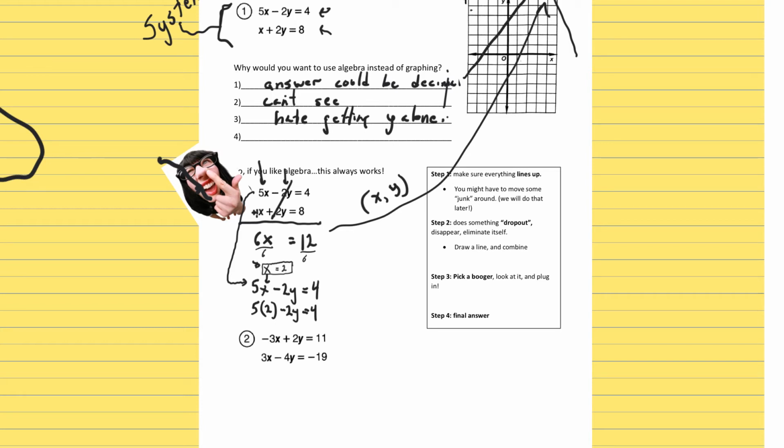Now I'm running out of space, so I'm going to shove this up in the top here. Sorry guys. So 5 parentheses 2 minus 2y equals 4. Okay. So again, you know our routine. Anytime we see parentheses, we got to handle the mash first. Then it comes down to junk and divide.